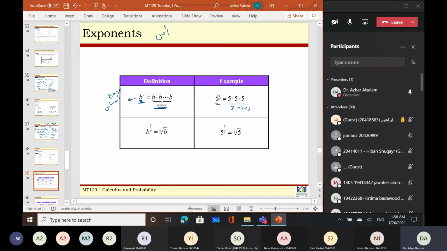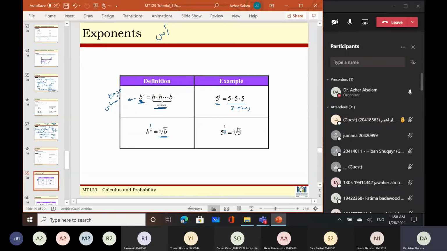This one, n is an integer، لما يكون n عدد صحيح. But if I have here a rational، لما يكون عندي الأس عبارة عن كسر, if I have a rational number here, 1 over n, it means it's a root, not a square, it's a root. For example, if I have 5 to the power 1 over 3, the number here in the denominator، العدد اللي موجود في مقام الأس, is the degree of the root.